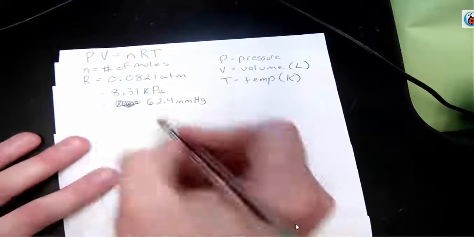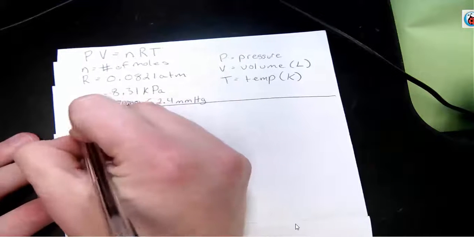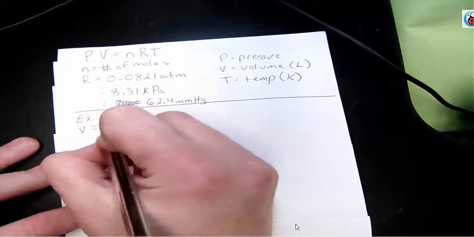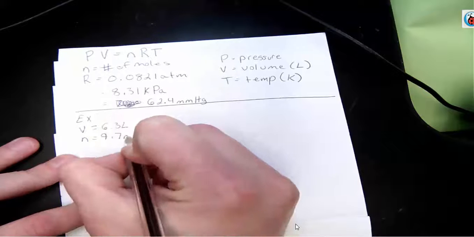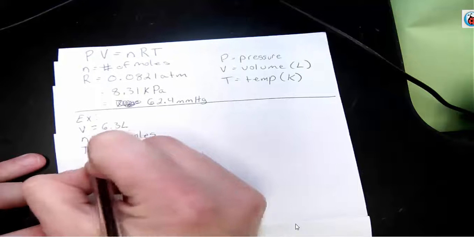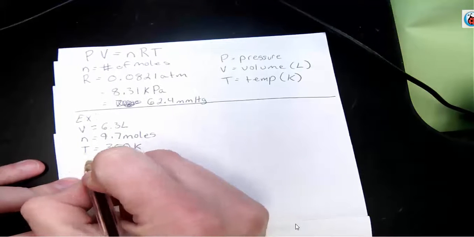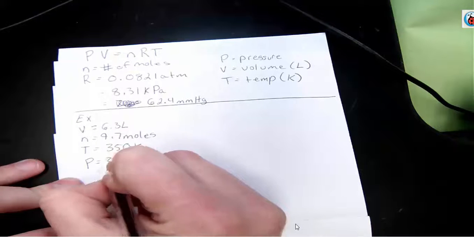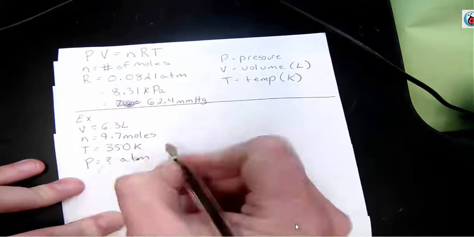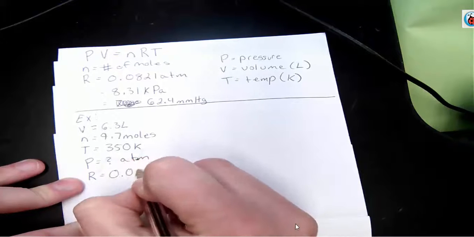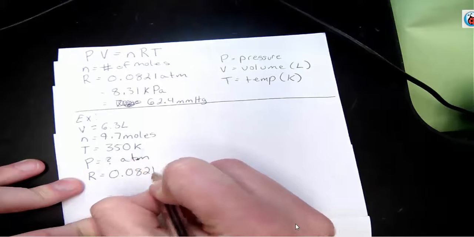So let's do a quick example. Let's say you have a volume of gas at 6.3 liters. You have 9.7 moles of that gas at a temperature of 350 Kelvin. What is the pressure in atmospheres? Of course, we'll be using the gas constant 0.0821 atmospheres.